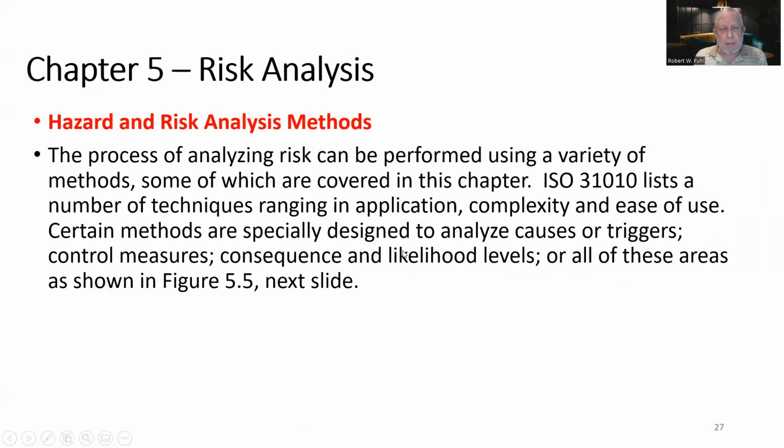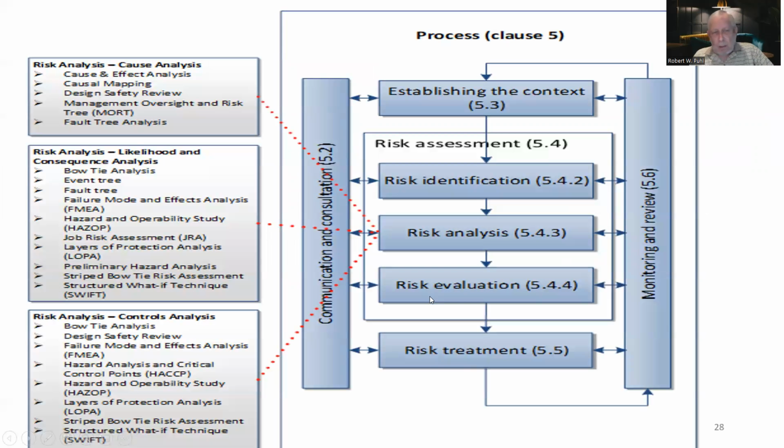Hazard and risk analysis methods. The process of analyzing risk can be performed using a variety of methods, some of which are covered in this chapter. ISO 31010 lists a number of techniques ranging in application, complexity, and ease of use. Certain methods are specially designed to analyze causes or triggers, control measures, consequence and likelihood levels, or all of these areas as shown in Figure 5.5. Next slide. Here we go.